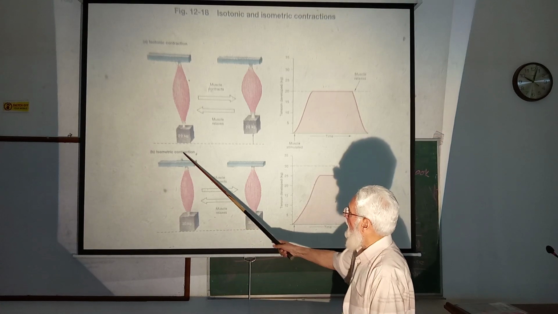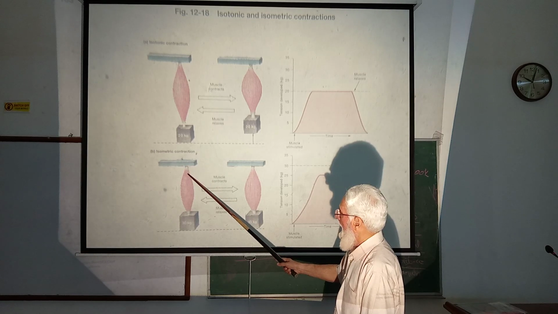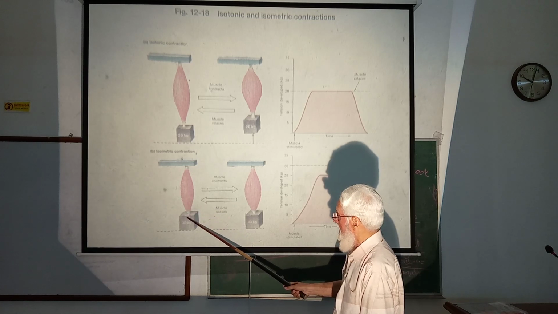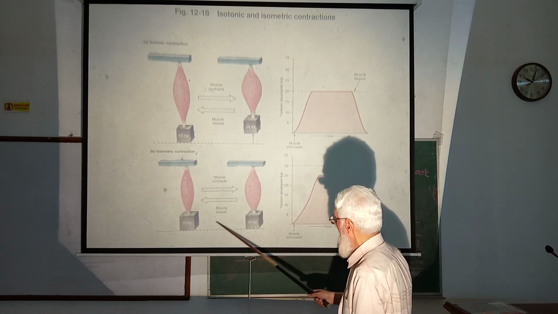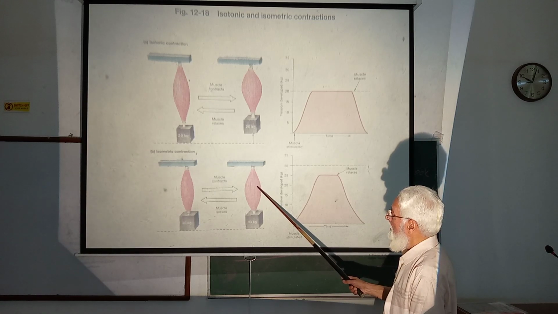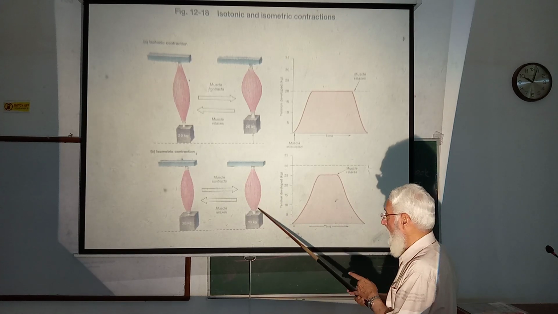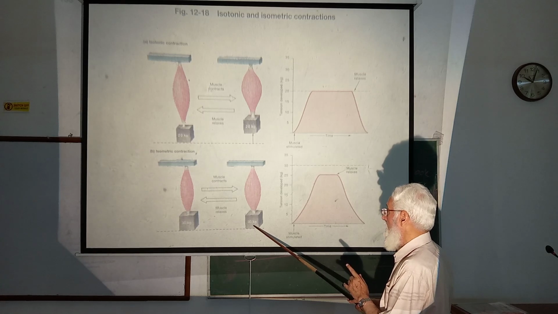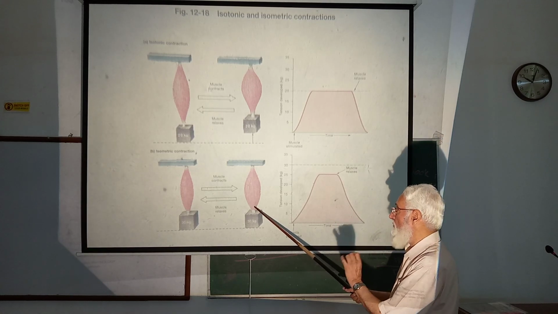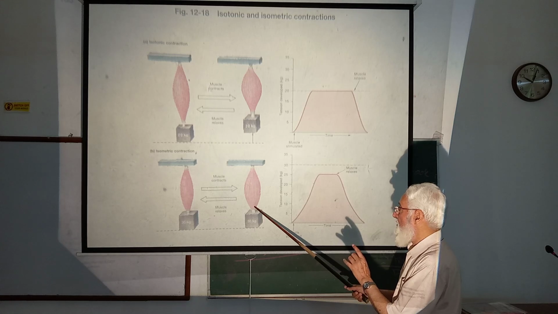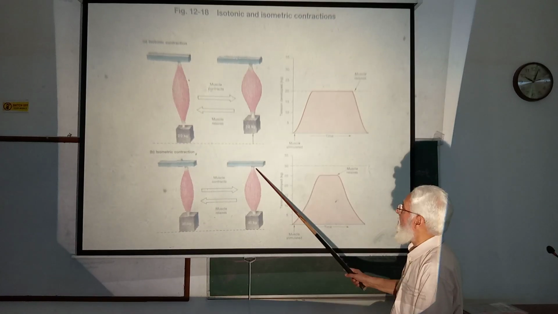Now you appreciate this is isometric contraction. The muscle is attached at this end and attached at the other end to a heavy weight, a heavy load of 30 kg. So the muscle contracts but can't lift the load. Keep in mind, the muscle can't lift the load. So there won't be much shortening of the muscle. Some shortening occurs that is neutralized by the stretching of the elastic component. So muscle length does not decrease.